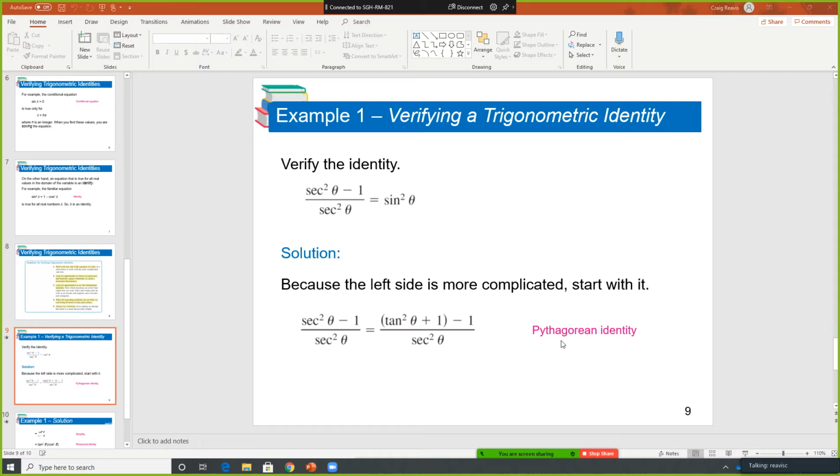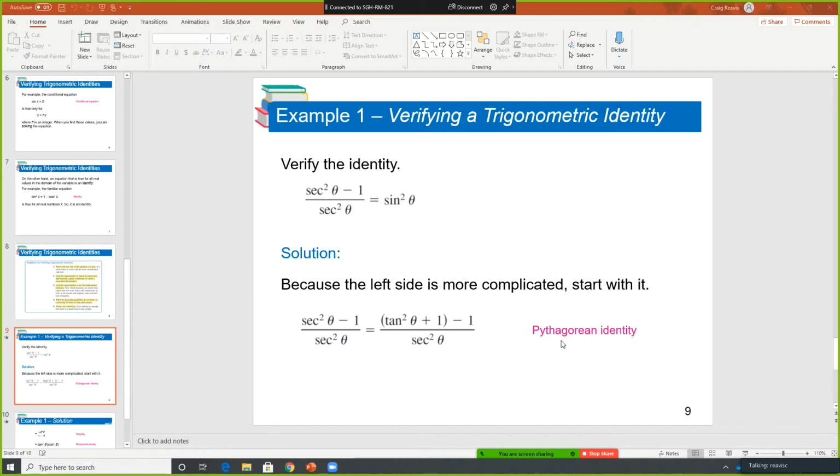If you'll notice what they did, they got secant squared of theta minus 1 equals tangent squared of theta plus 1 minus 1. Now, where did that come from? Well, it is the Pythagorean identities. On the Pythagorean identities, we have 1 plus tangent squared of u equals secant squared of u. So where secant squared of theta is, it is equal to 1 plus the tangent squared. That's all they did, a simple substitution. That's where they get tangent squared of theta plus 1.